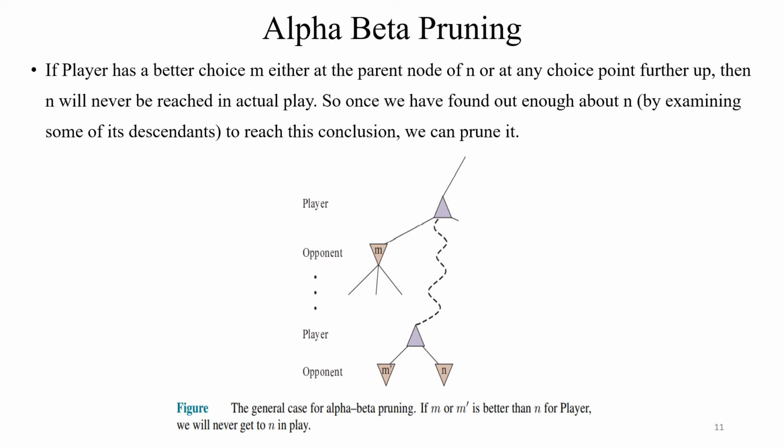Dear students, this slide is very important for understanding alpha beta pruning. If a player has a better choice M, either at the parent node of N or at any point further up, then N will never be reached in the actual play. So once we have found out enough about N to reach this conclusion, we can prune it.